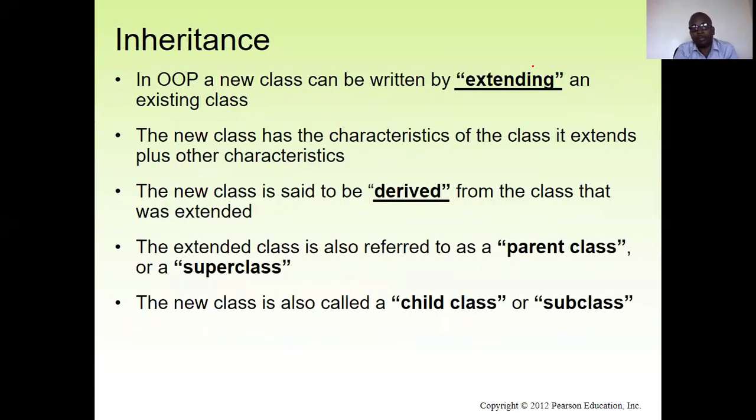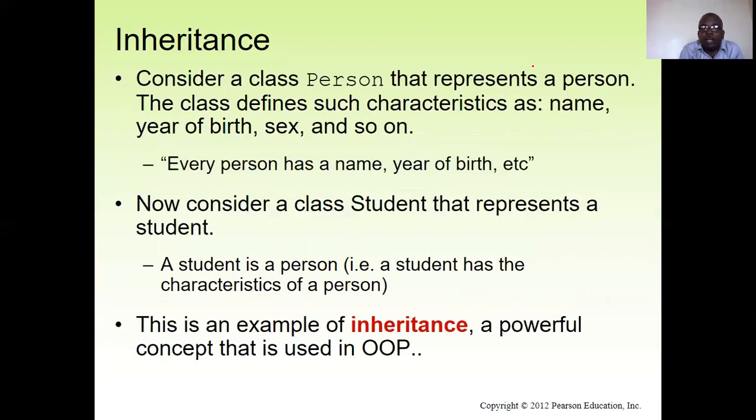So in OOP, a new class can be written by simply extending or inheriting from an existing class. The new class has the characteristics of the class that it extends, plus any other characteristics that are defined locally in that new class. Okay? So in the case that I spoke of before, a class student that inherits from person will have all the characteristics of the person in addition to any characteristics that are specifically defined in the student class by itself.